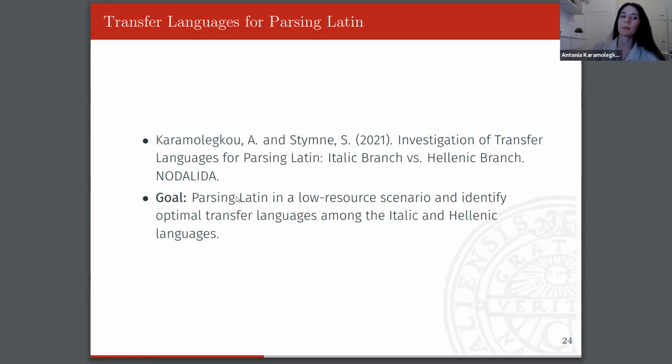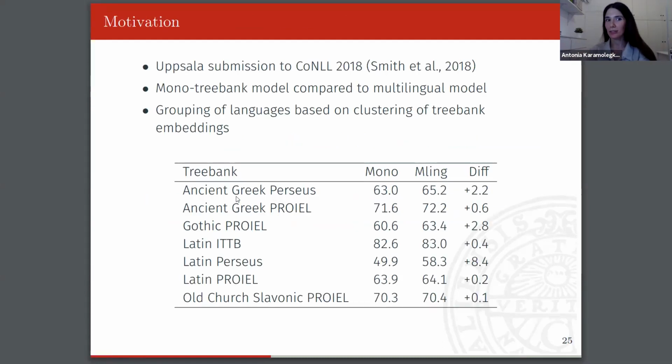And we performed some experiments using Latin as a low resource language, and then 2 languages from the Italic branch of the Indo-European family, Italian and French, and then 2 languages from the Hellenic branch, Ancient Greek and Modern Greek. Those are the only languages in the Hellenic branch anyway. But what is the motivation behind this language choice?